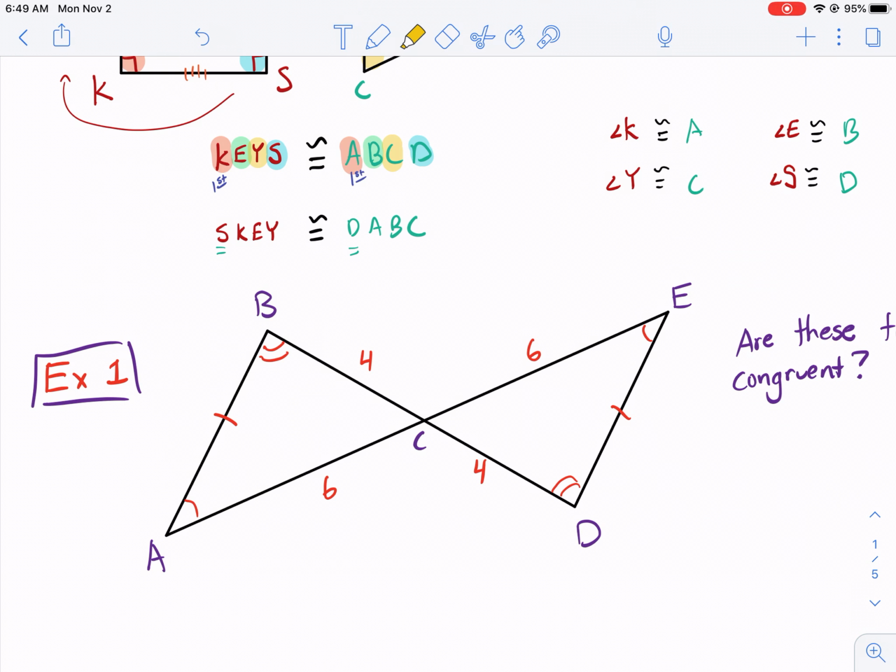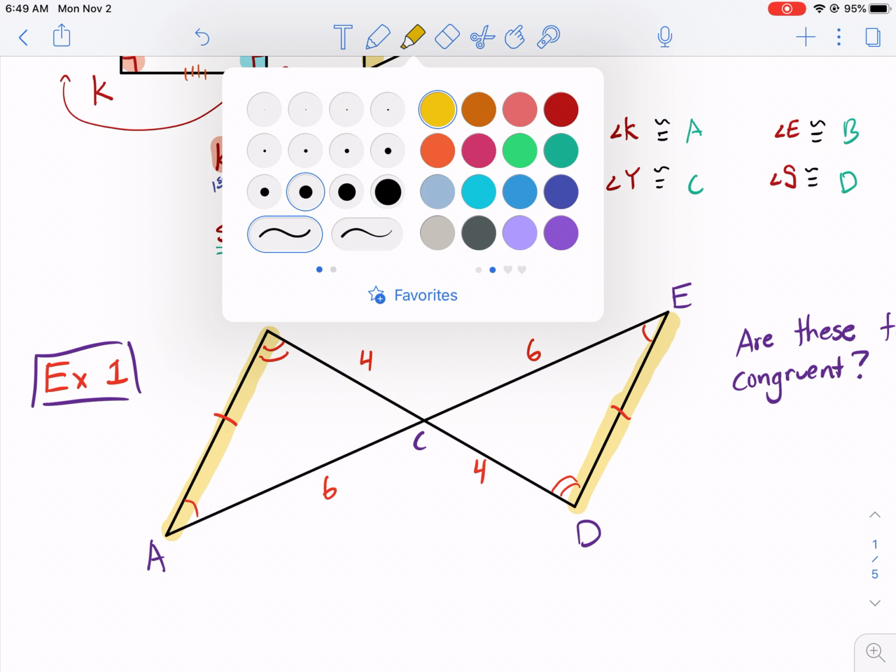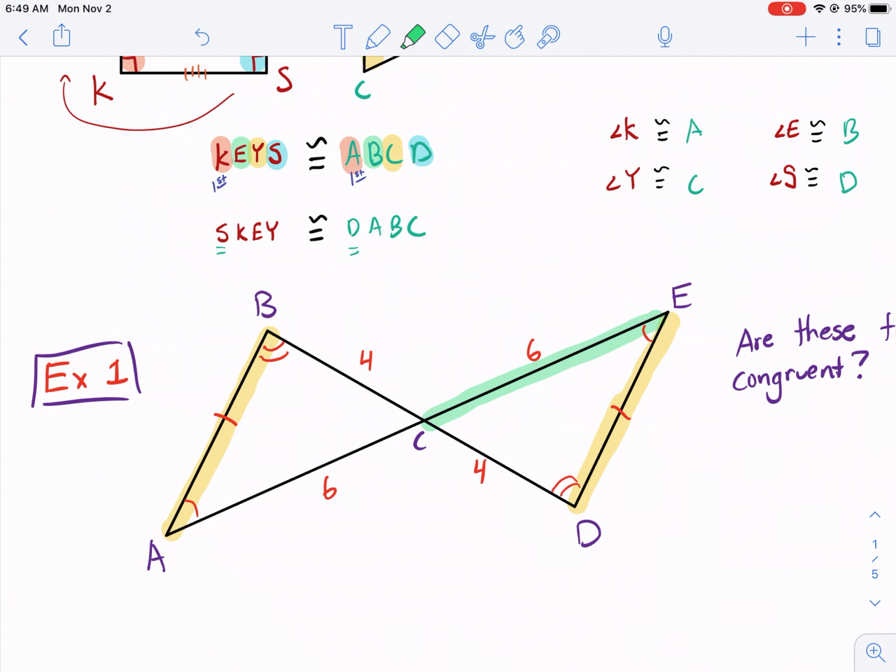So here we have this side, ED, is going to be congruent to BA because of those little lines. Okay, so we got that. We're given that this is 6 and this is 6. So we have those matching. And then we have this is 4 and this is 4.